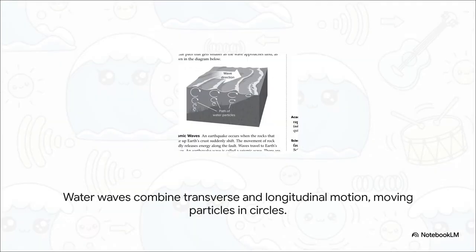All right, but what about water waves? I mean, they look like classic transverse waves, just moving up and down. But, and this is the really cool part, they're not. They're actually a kind of hybrid. If you could track a single particle of water, you'd see it's not just moving up and down. It's actually moving in a little circle. It's got the up and down motion of a transverse wave combined with the back and forth motion of a longitudinal one. Pretty wild, huh?